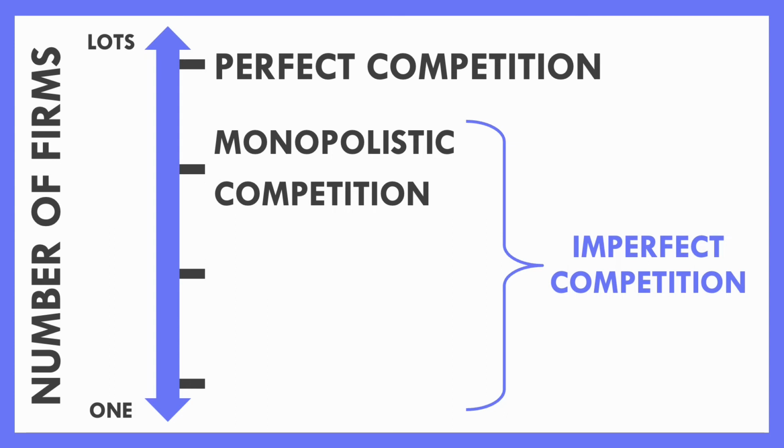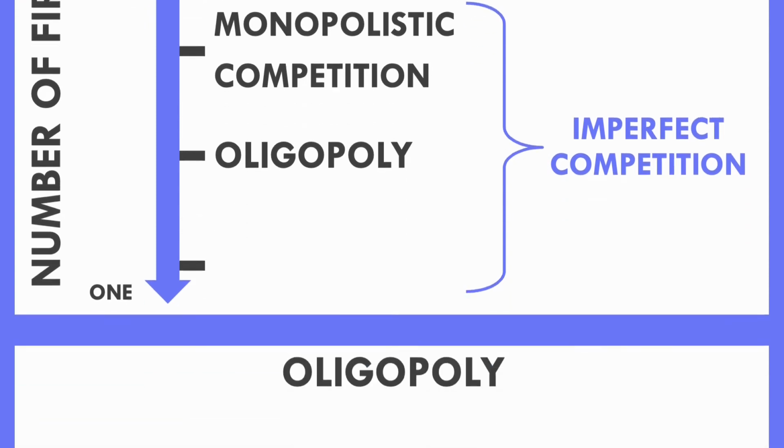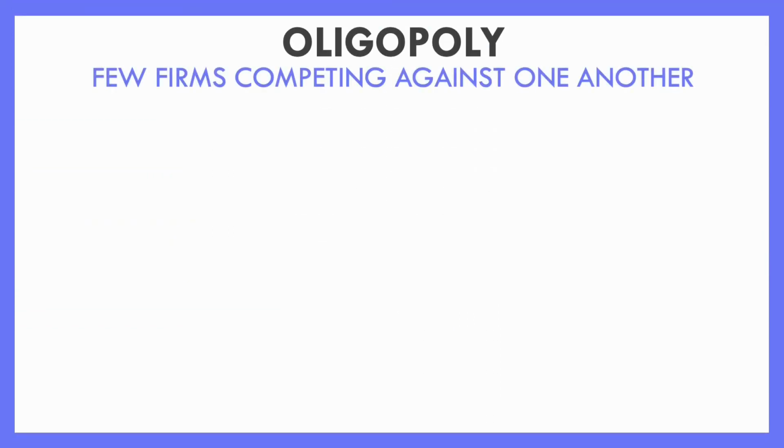Now, this next one that's kind of between lots and one is what we call an oligopoly. An oligopoly is where we see a small number of firms existing within a market. So in an oligopoly, again, we said few firms, they compete against each other by selling products that might be identical or might be fairly similar.